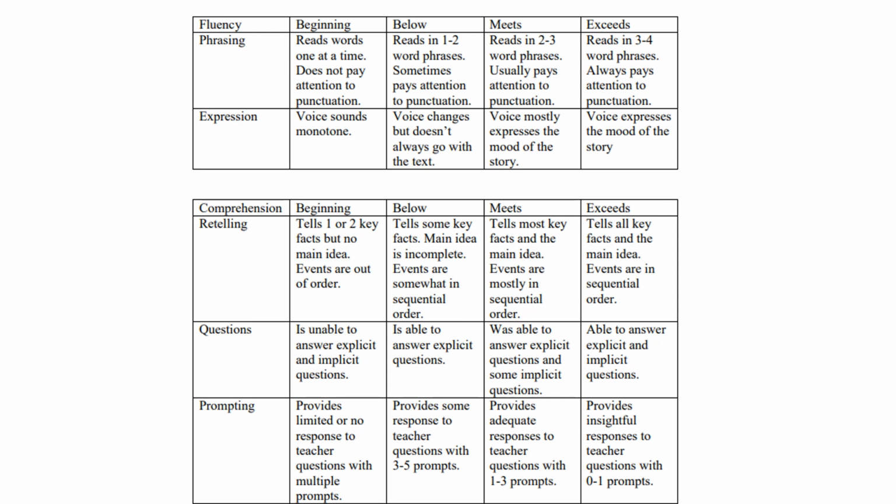So an area we might be interested in is that comprehension, retelling. If we look at where a student needs to be to meet that criteria, they need to be able to tell most key facts and the main idea, and mostly in a sequential order. So this could be something like a kindergarten, first or second grade rubric that a group of teachers has created.